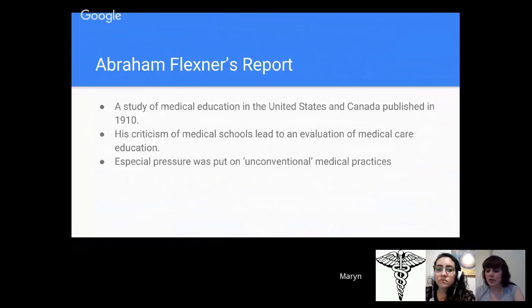It led to more medical programs being university affiliated, and it led to some medical schools being shut down and others joining together to create a better medical education system. Next.